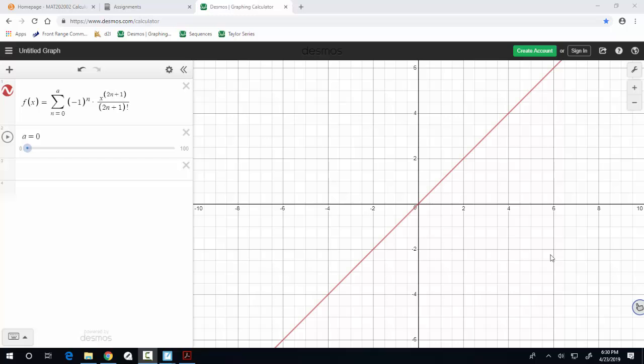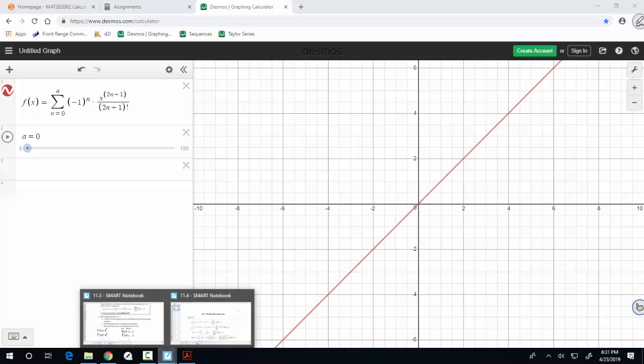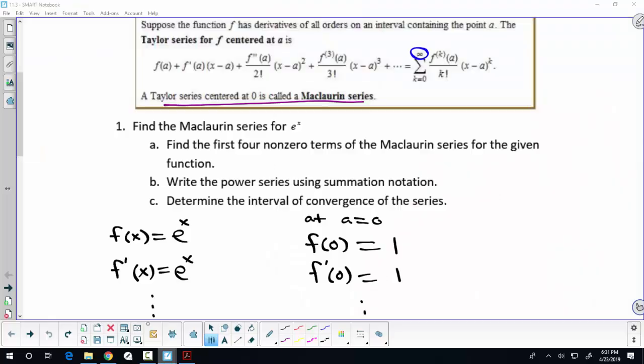Let's hold off on any homework questions until the review. We need to make sure we finish 11.3 and 11.4. We did start 11.3.